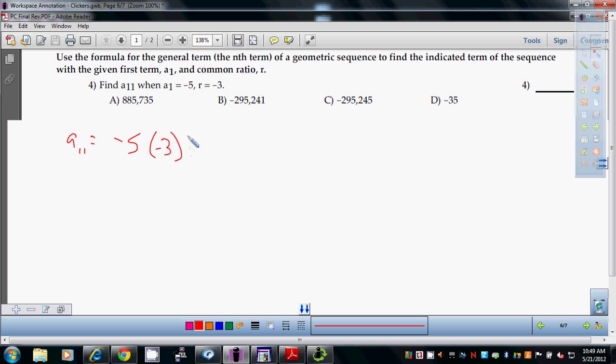Close. To the n minus 1. That's right. Thank you. A1 times r to the n minus 1. Here, I'll write that out. For the general term of a geometric, the formula was a sub n equals a sub 1 times r to the n minus 1. Like that.